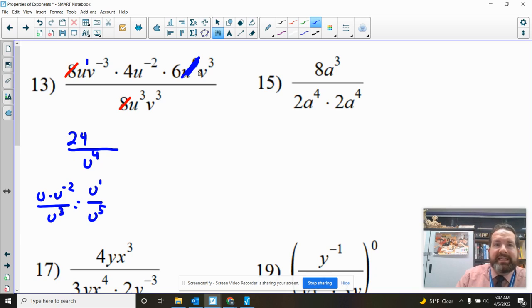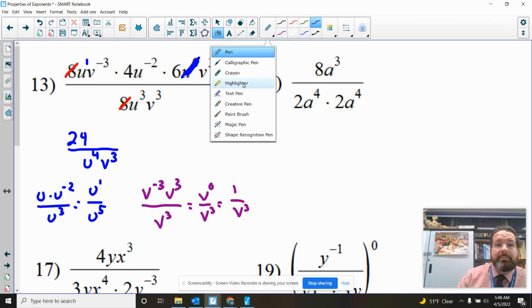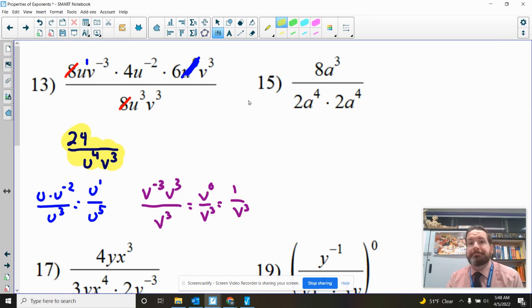Okay, so now let's deal with the v's and do something similar. With the v's, I've got v to the negative 3, v to the 3, and v to the 3. Okay, so yeah, a couple of choices. I think probably one of the easiest would be to say, all right, negative 3 plus 3, because those are multiplied together. On the top, that's just v to the 0. And v to the 0 is the number 1. So what I'm left with is a v to the third on the bottom. There it is. All done.